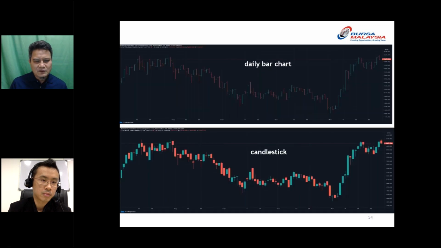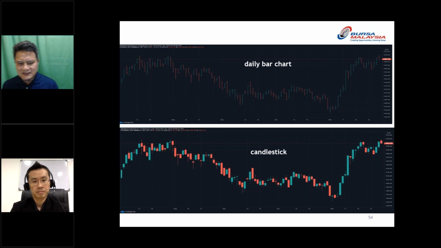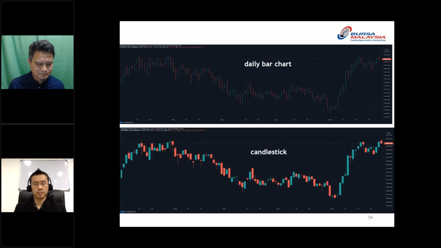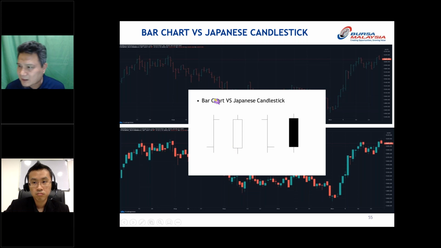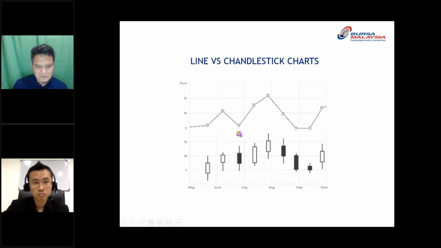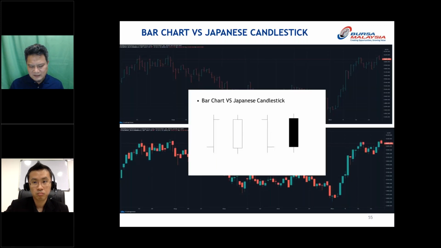This is an example. At the top is a daily bar chart, and at the bottom is a candlestick. It is using the same data, but one is a bar chart and the other is a candlestick. This is a bigger size. As you can see, this is a bar chart, and this is a candlestick, and they use the same data: open, high, low, and close.